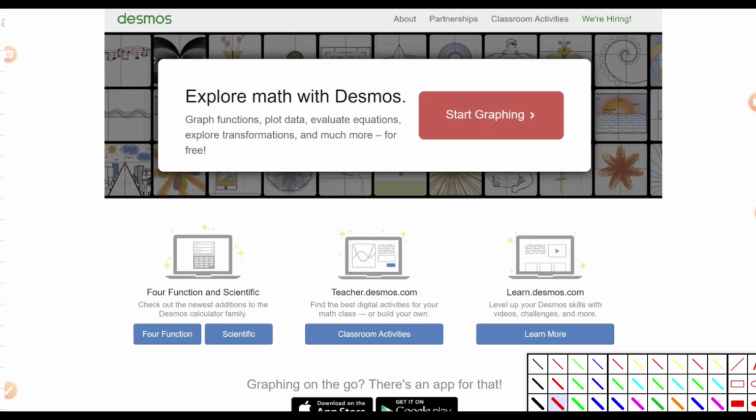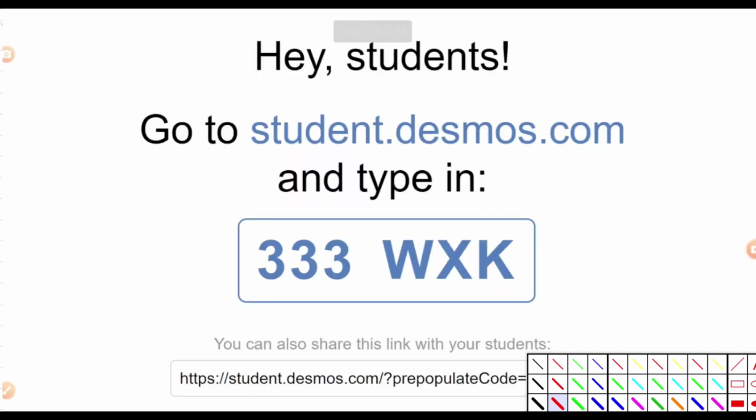Alright, so we're going to be using Desmos again. What I need you to do is go to student.desmos.com and use this code right here and log into our activity. Okay, pause the screen right now, type this code in, and then we'll get started with the rest of it.